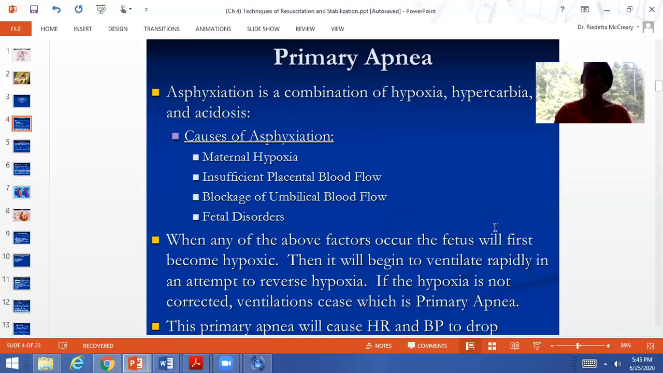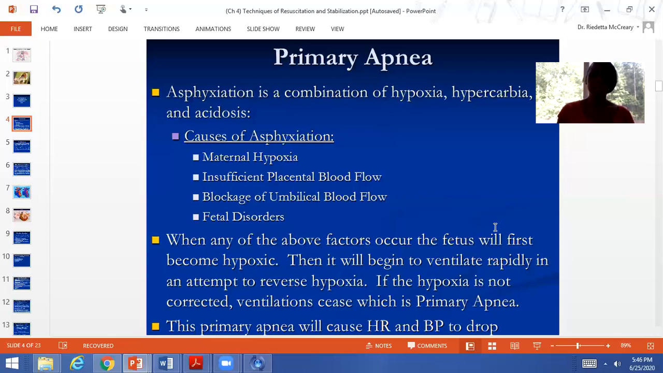However, if the hypoxia is not corrected, the baby will stop breathing. Ventilations will cease. And at this point, we call that primary apnea. When primary apnea occurs, the heart rate and the blood pressure will both drop. So we call this decelerations. We will have determined that the baby's heart rate is starting to decelerate.